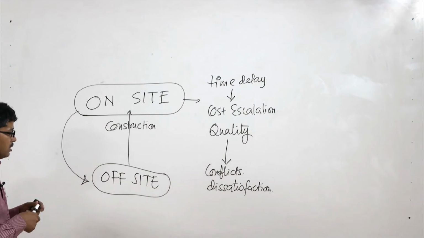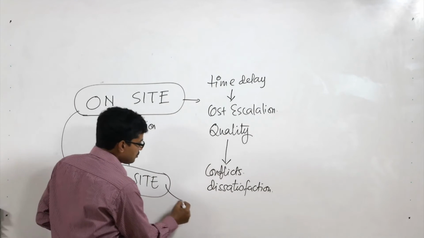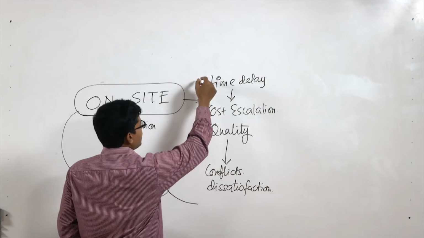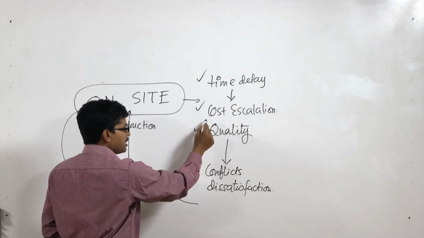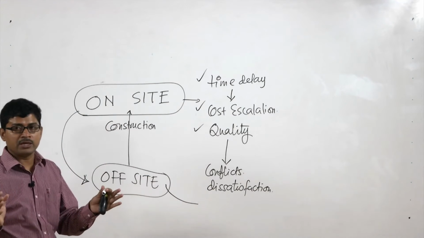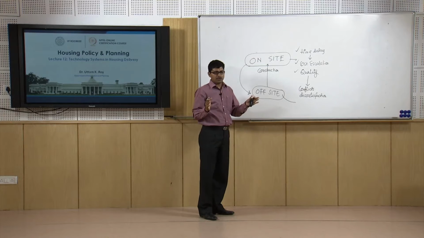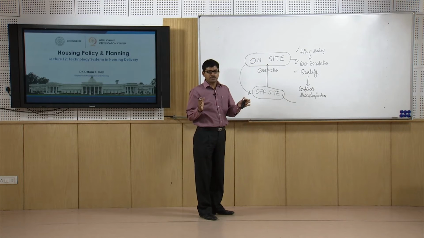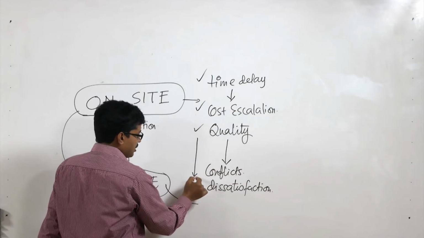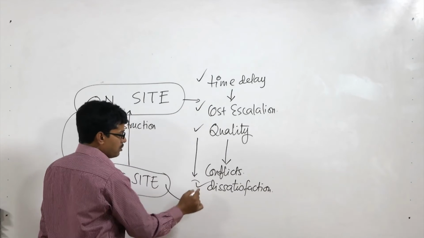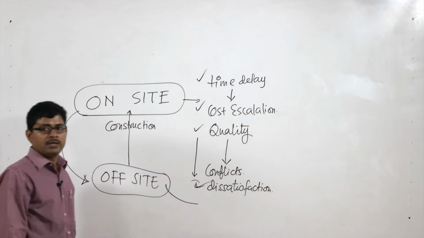So in short, you achieve the time, and if you achieve the time, the cost and quality. Why quality? Because if it is done at the factory, it is standardized product, done in a standardized and more monitored process. So it ensures the quality as well, and as a result more satisfaction will be there, and dissatisfaction will be resolved.